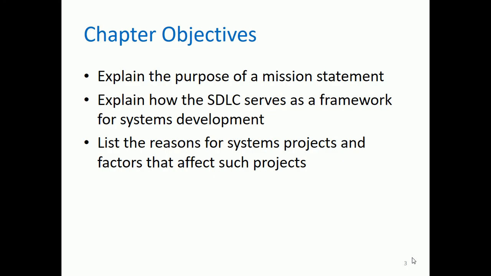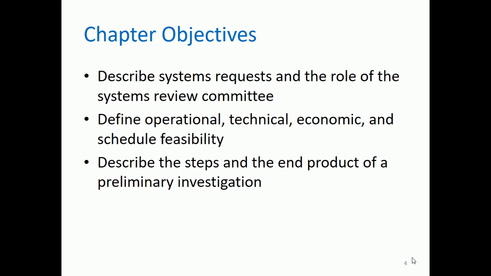Explain how the SDLC serves as a framework for systems development. List the reasons for systems projects and factors that affect such projects. Describe systems request and the role of the systems review committee. Define operational, technical, economic, and schedule feasibility. And then describe the steps and the end product of a preliminary investigation.